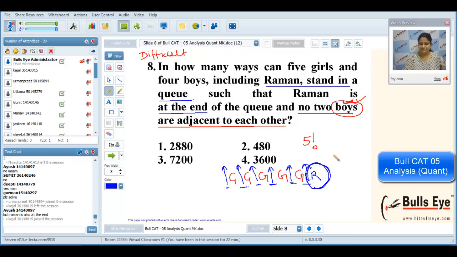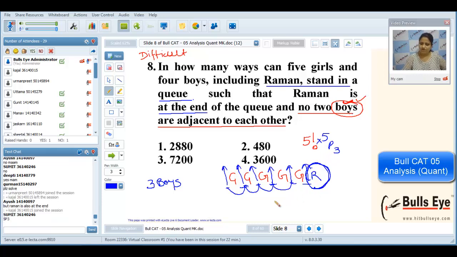There were 4 boys. Raman is placed at the end of the row. It means we are left with 3 boys. And for 3 boys, how many places are left? 5. There are 5 places and 3 boys are to be arranged. It can be done in 5P3 ways. This is the answer in this case. 5 factorial into 5P3, or you say 5 factorial into 5C3 into 3 factorial. First of all, you choose those 3 places out of 5 and then arrange the boys. So what is the answer? Both ways you will get the same answer. Yeah, any problem in this? We will have one more question of this kind.